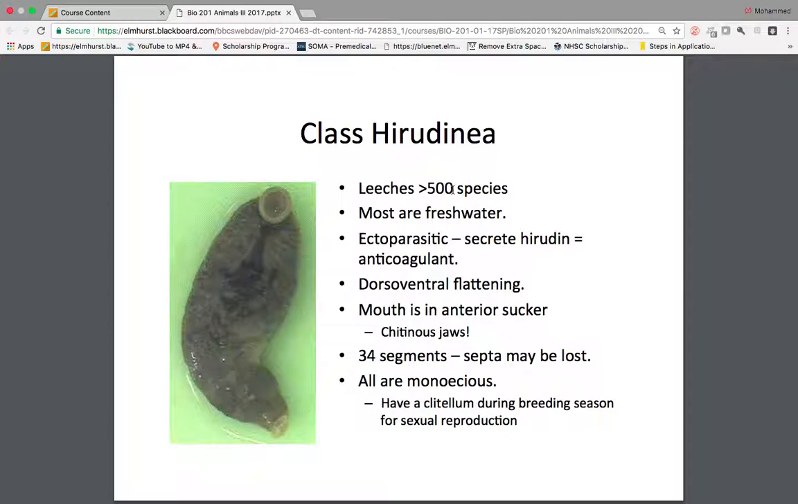So you can expose it to hirudin while you're working, and that won't clot. You can keep on working on the thing. Yeah. Is hirudin the painkiller or is it the blood? No, hirudin's the anticoagulant. The analgesic is something different.